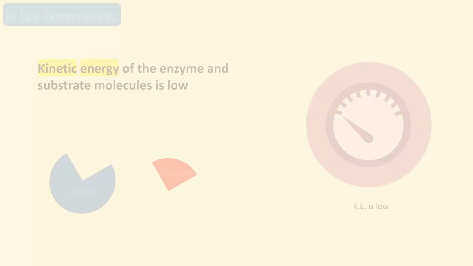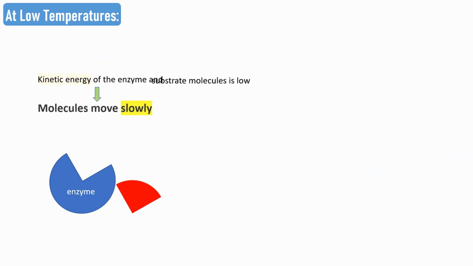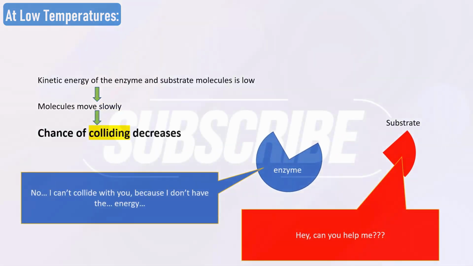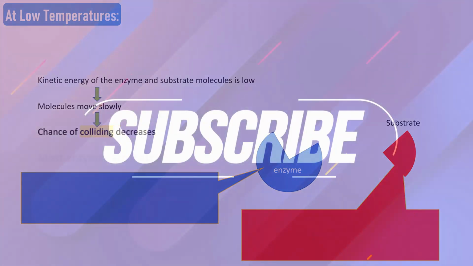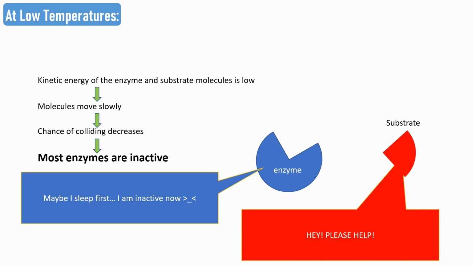At low temperatures, the kinetic energy of the enzyme and substrate molecules is low. The molecules will therefore move slowly. If they move slowly, the chances of them colliding with each other decreases. Therefore, most enzymes are inactive at low temperatures. You might ask, what does it mean by low? In fact, it varies depending on the optimum temperature of the enzyme.